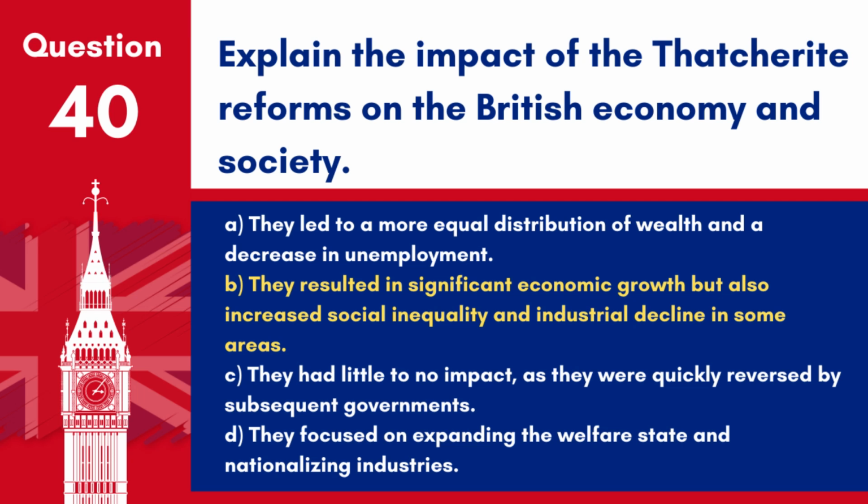Answer. B. They resulted in significant economic growth, but also increased social inequality and industrial decline in some areas. The Thatcherite reforms, characterised by deregulation, privatisation, and a reduction in the power of trade unions, had a profound impact on the structure of the British economy and society.